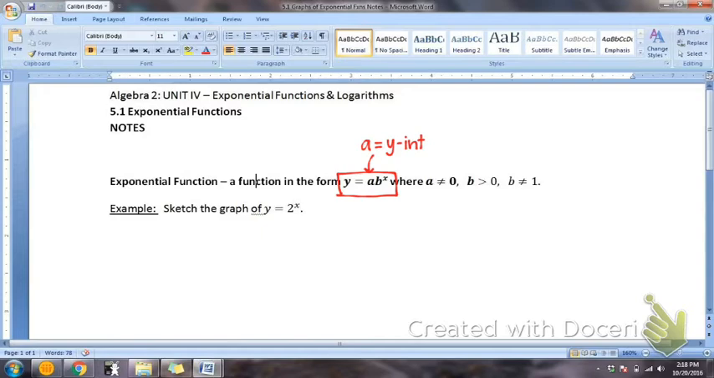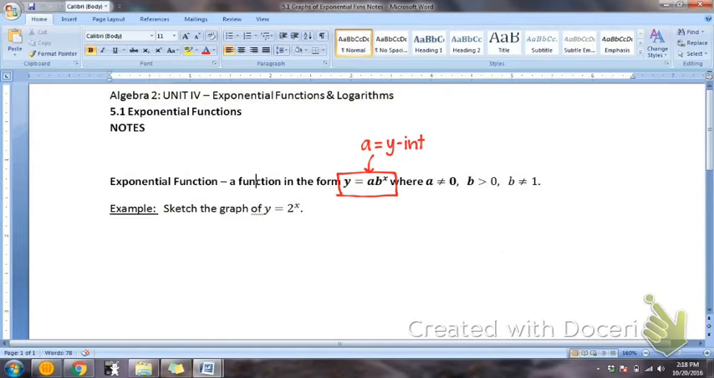b is greater than 1. Okay, but 1 is greater than 0. b cannot equal 1. Right, but my question is why? 1 times the number is itself. If you do 1 to the 3rd power, you're still getting 1. If you do 1 to the 107th power, you're still getting 1. So it doesn't help us change the graph. So b is never going to be 1.